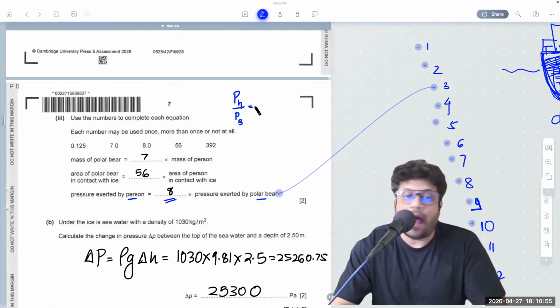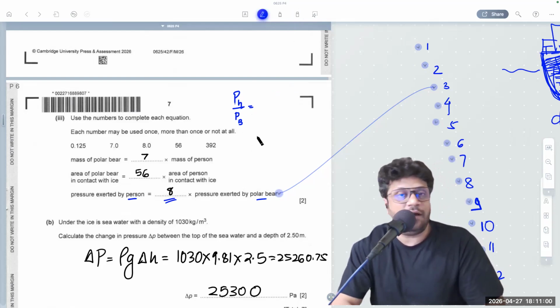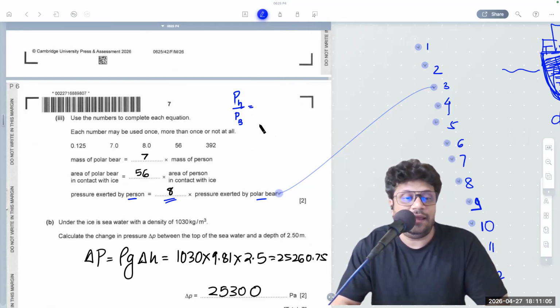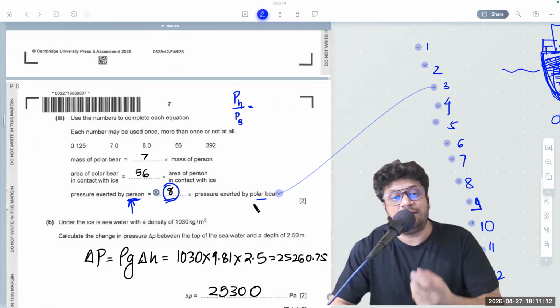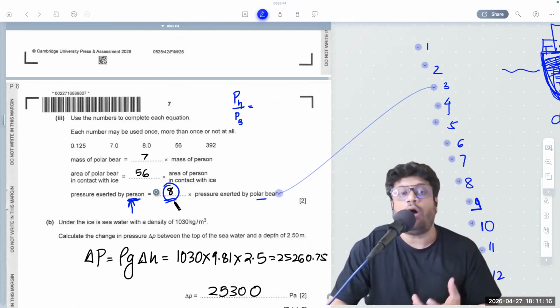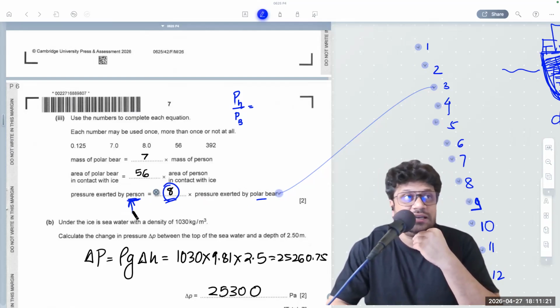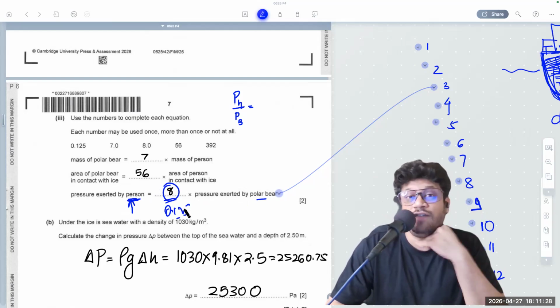People have answered it to be as 0.125. And that was not the agenda of the question. What people did not understand here is that humans are actually capable of applying pressure which is 8 times that of a polar bear. And maybe they got it to be an 8, but they thought, oh, pressure by the person is 8 times the pressure by the polar bear. How is that true? So they did a 1 by 8 and answered it to be a 0.125.